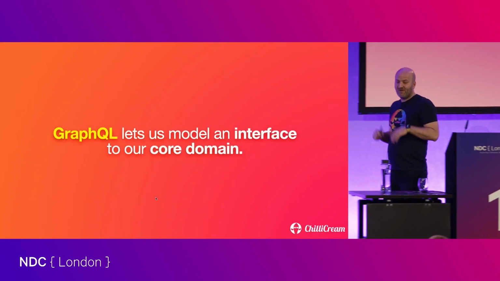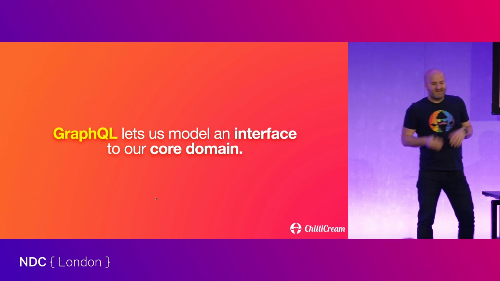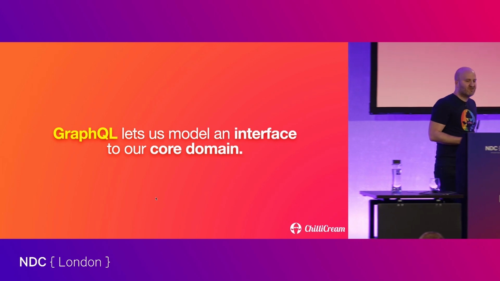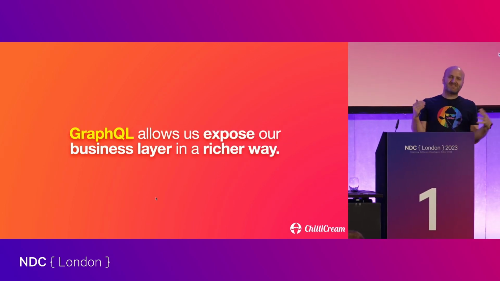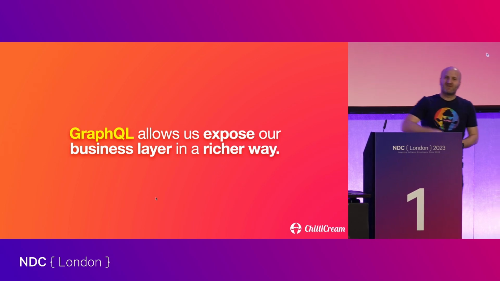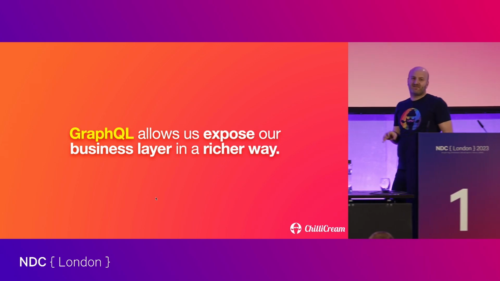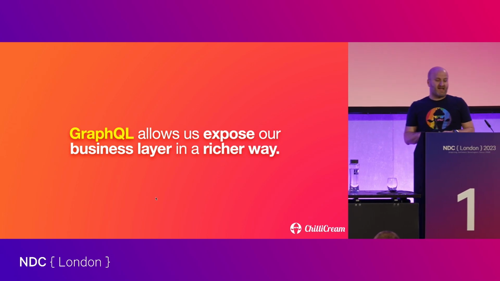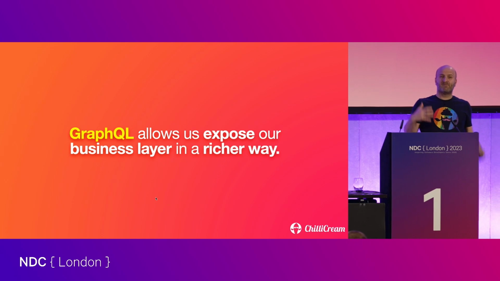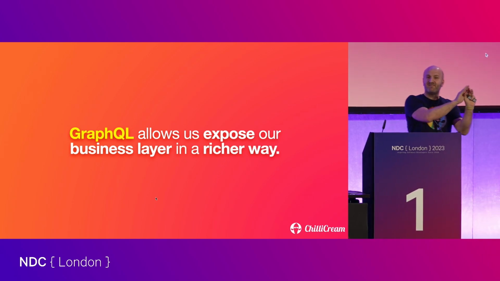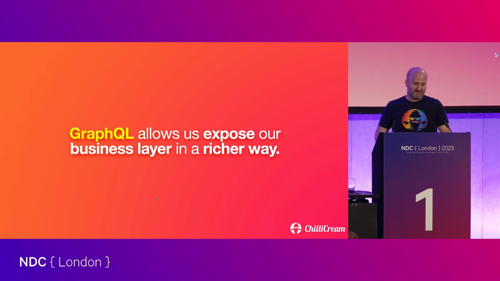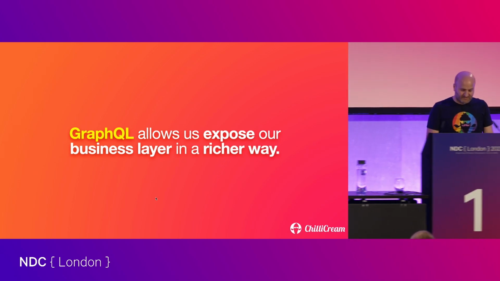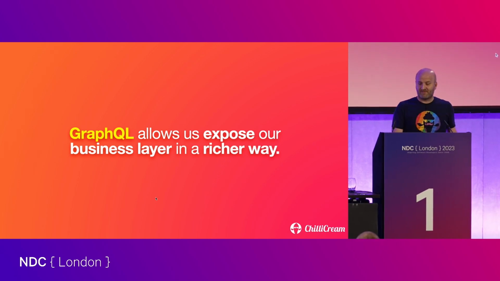Okay, so GraphQL lets us model an interface to our core domain. Or we could say, GraphQL allows us to expose our business layer in a much richer way, because the GraphQL type system has all these capabilities like interfaces, discriminated unions, and so much more. So I can model my business application, then infer from that the GraphQL schema, and then access this over the wire and ask for the data I need for my application.